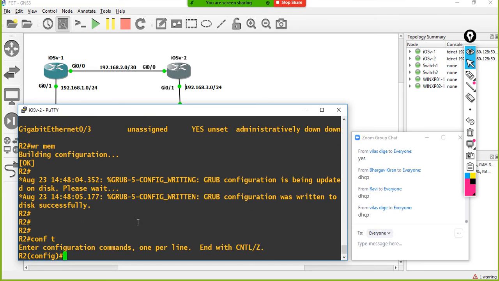Guys, please acknowledge yourself. The moment when you're configuring something, make sure that you acknowledge yourself. It's very good practice for you. I'm trying to say it again and again.